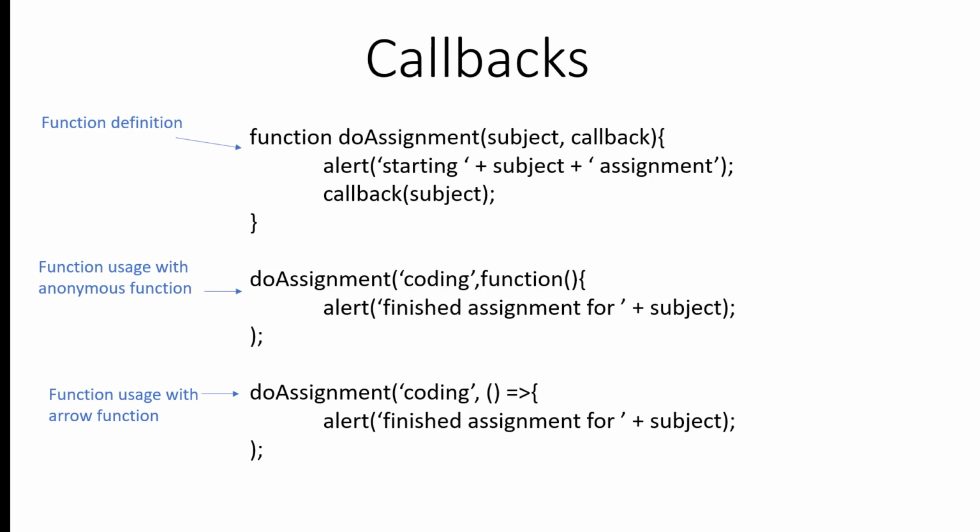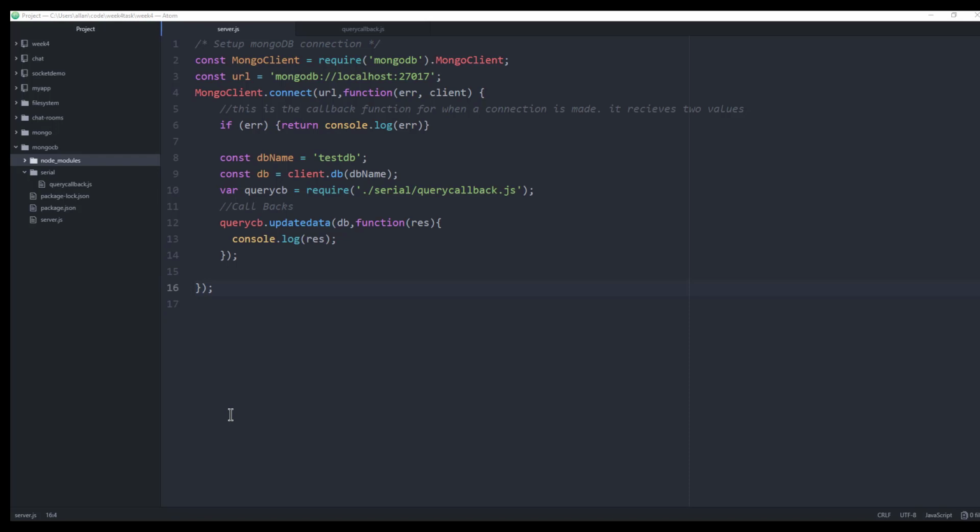So let's go now and have a look at the Mongo example using a callback function. In this example, we've got a simple Node application. I've installed the MongoDB driver using npm -g install mongodb, and I've not used any other routing or any other modules. It's just simply a Node application that connects to a Mongo database.